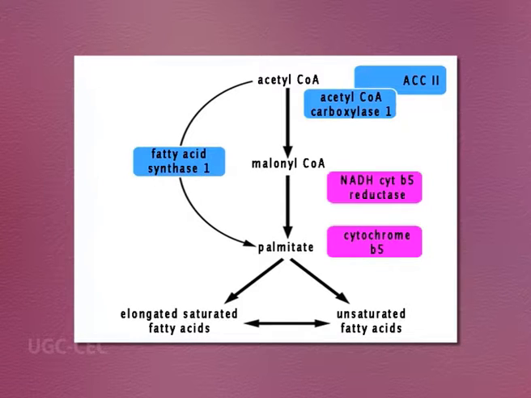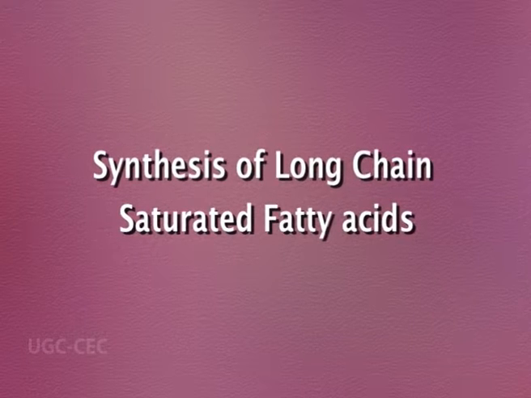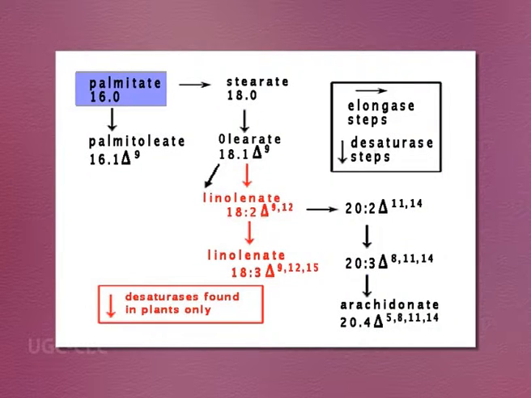Once the long chain acids have been produced, for example palmitate, they can be subjected to modifications like elongation and desaturation. We will discuss these modifications. Let us discuss first the synthesis of long chain saturated fatty acids. Palmitate, the principal product of the fatty acid synthase system, is the precursor of the long chain fatty acids.